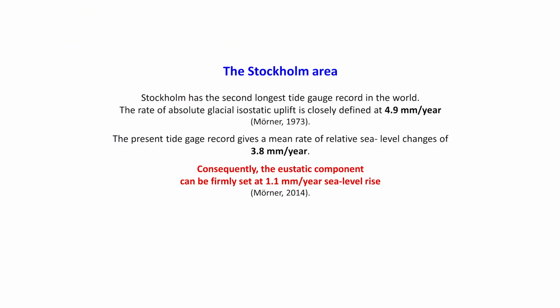So we go to the Stockholm area. The Stockholm area has the longest tide gauge, the second longest, and the absolute isobase is 4.9 millimeter per year. It has been so for 3,000 years. And superimposed on this is, of course, the eustatic changes. So in the last period, it's a relative sea level fall of 3.8. Everyone can subtract this from that, and it gets 1.1. So 1.1 is the absolute sea level in the Baltic, and nothing else.